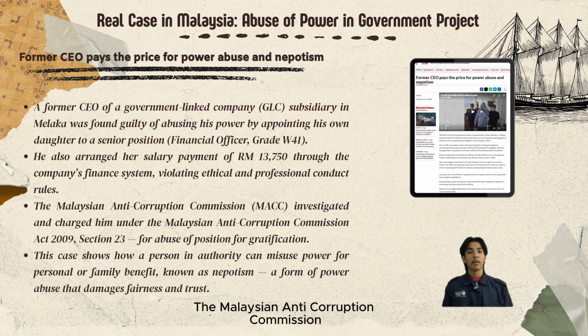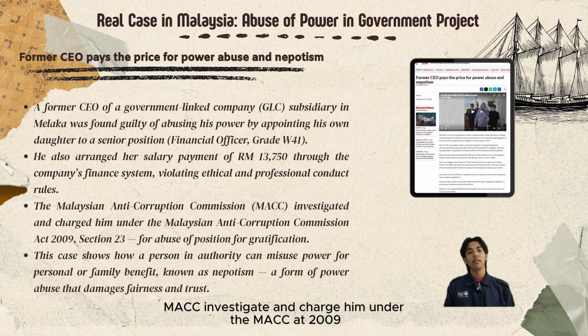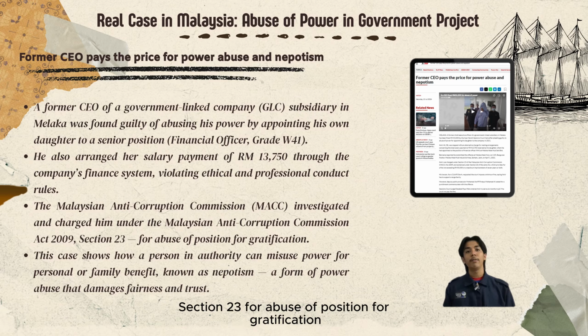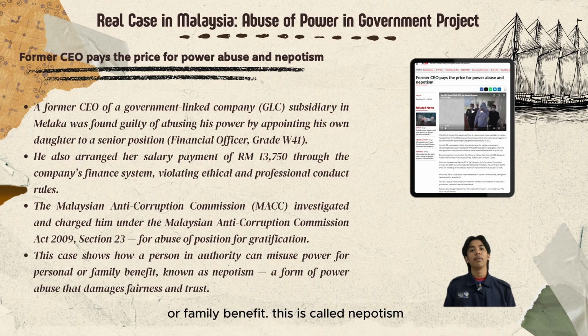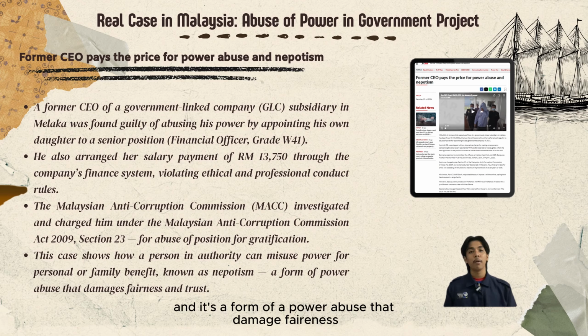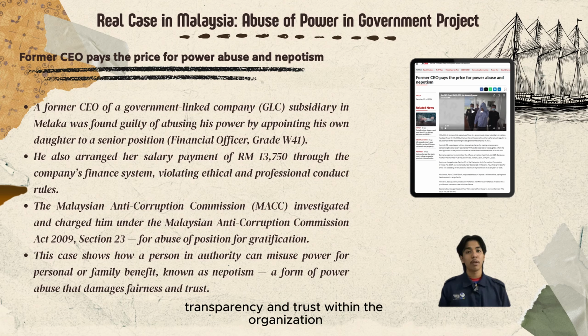The Malaysian Anti-Corruption Commission (MACC) investigated and charged him under the MACC Act 2009, Section 23, for abuse of position for gratification. This case clearly shows how a person in authority can misuse their power for personal or family benefit. It is called nepotism and is a form of power abuse that damages fairness, transparency, and trust within the organization.